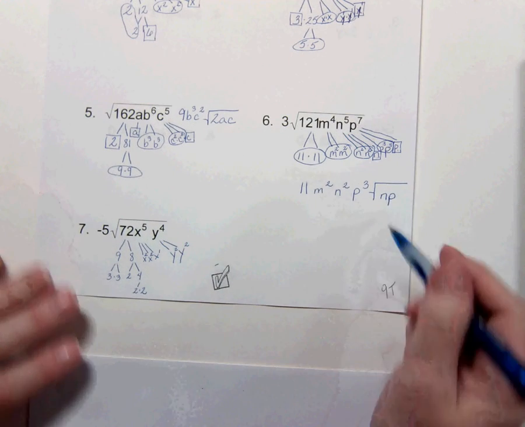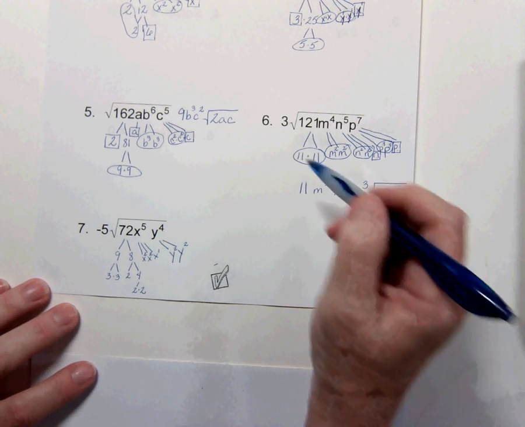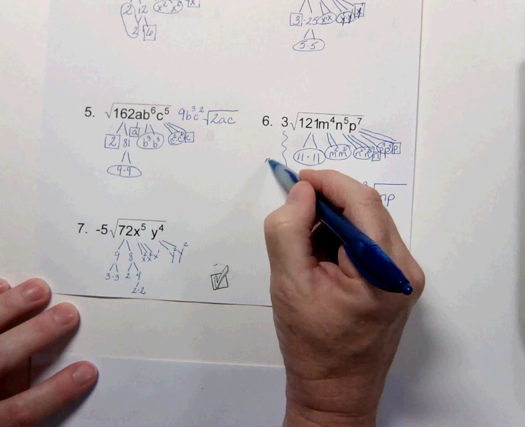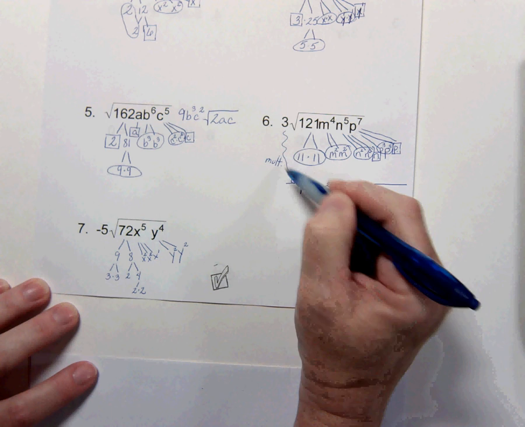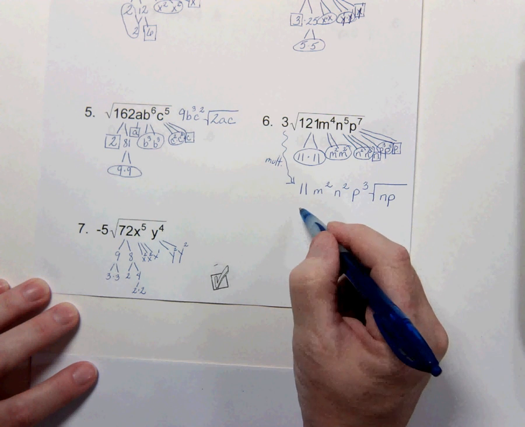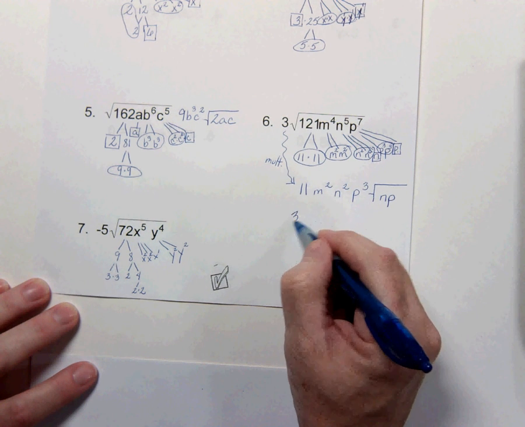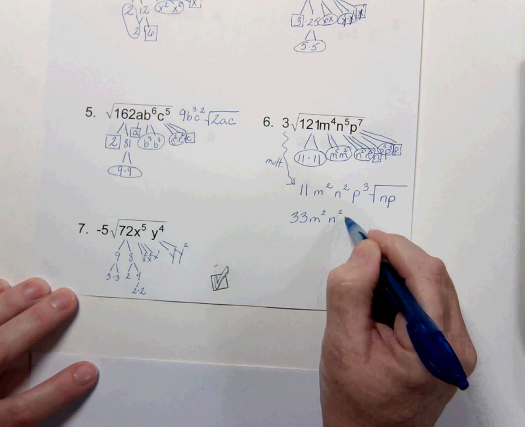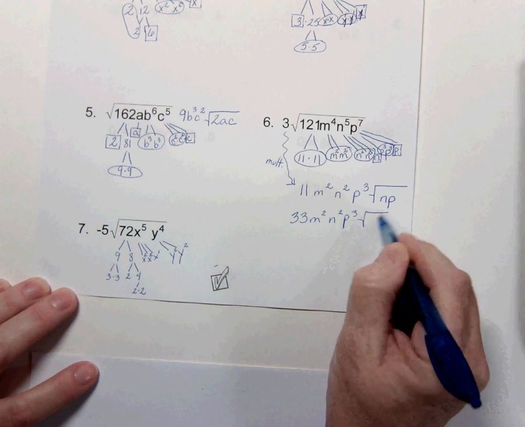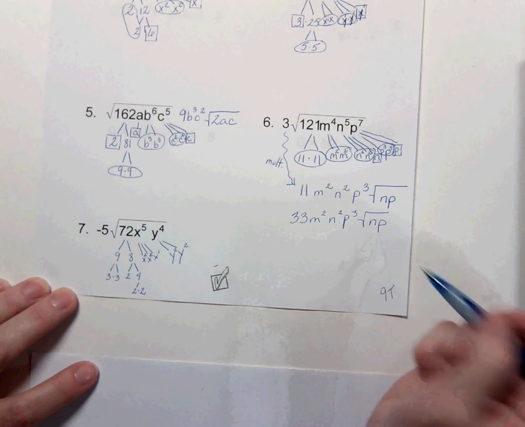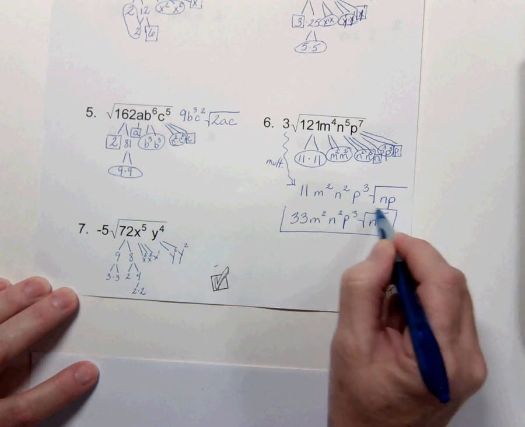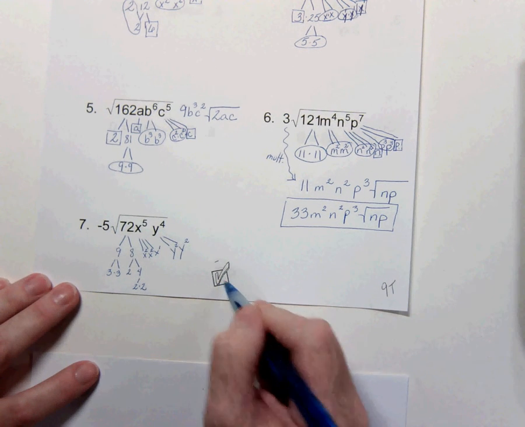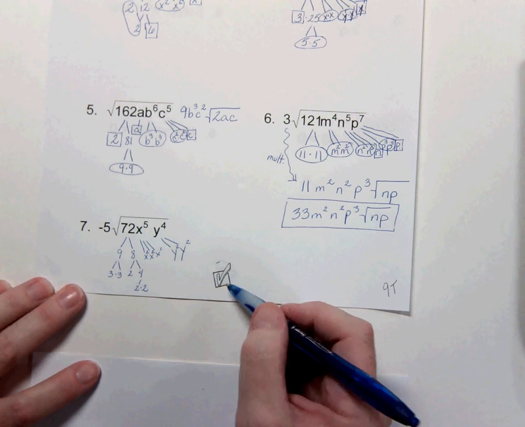Oh, we're actually not finished with this one. I forgot. Don't forget this. You have to actually multiply the 3 by the 11, so your answer really is 33 m squared, n squared, p to the 3, square root of n p. There's your box, the answer. Alright, this just refers to the assignment page that goes with it, that check mark.